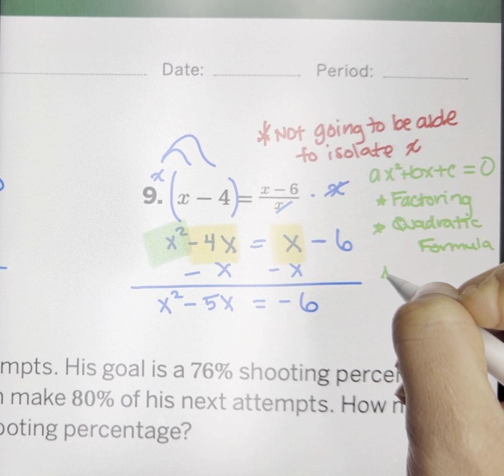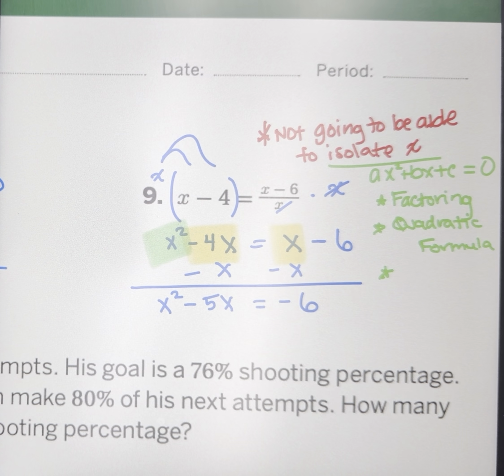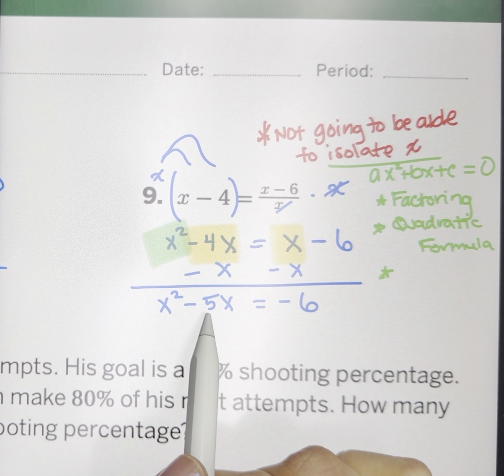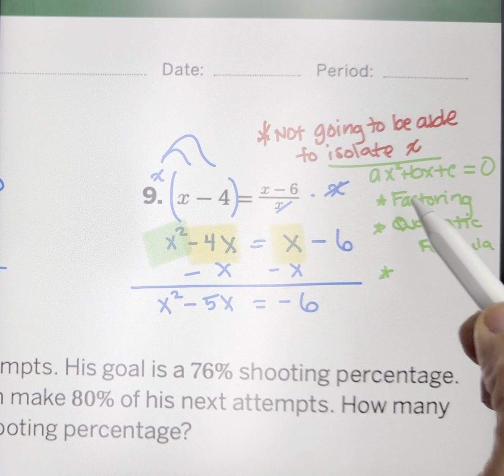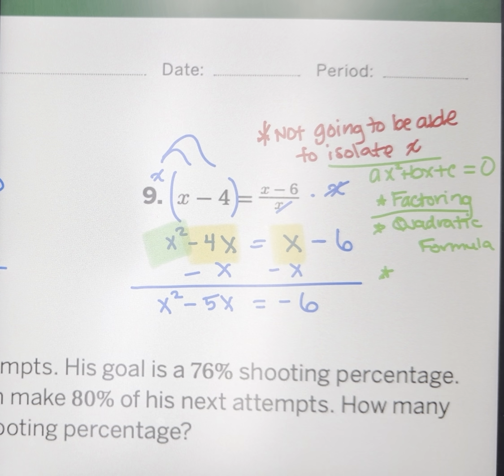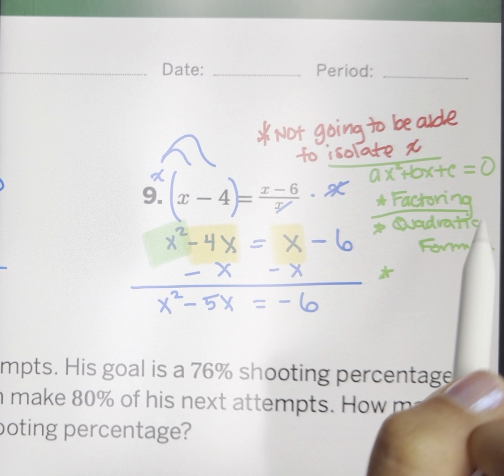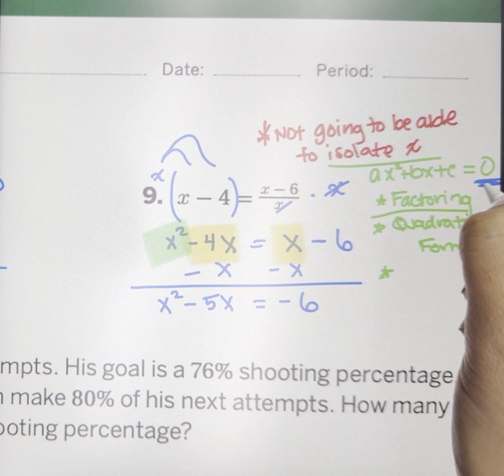Or completing the square, which is technically isolating x. But I don't know why nobody does that. On a problem where my b is an odd number, I would never do that, okay? I'm going to try to factor. 6 and 5 look promising. Just remember this. You cannot factor unless it equals 0.